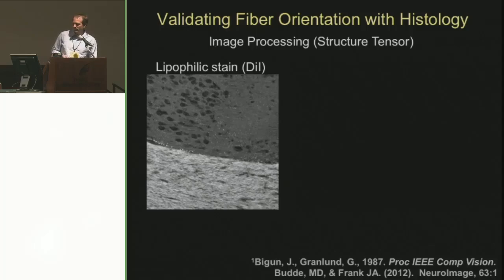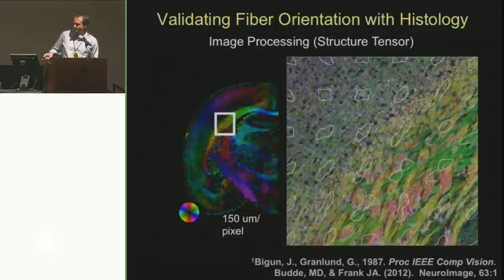One particular technique that I've used is taking histological images. In this case, they were stained with just a simple lipophilic dye, so it stains all of the membranes. It's not specific for any one protein or anything. And using an image processing technique called structure tensor analysis. I won't go into the details, but it's simply an image processing technique where one can look at the edges in the image and derive a measure of anisotropy.